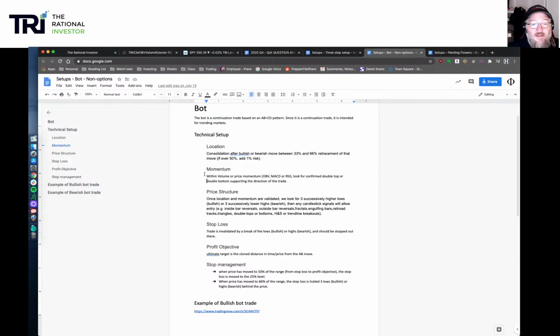For my bot, I look for momentum signals within volume or price momentum. So I'm looking at OBV, MACD, and RSI. I don't use Willy for my bot setups, and you'll understand why when you learn about Willy. But I do use these three signals. My rules are still the same though. I need at least two of these reasons to agree for me to get into the trade. If all three agree, then I'll add a percentage of risk. What I'm looking for there is a little different than what I'm otherwise looking for, in that I'm not looking for divergence. I'm looking for convergence.